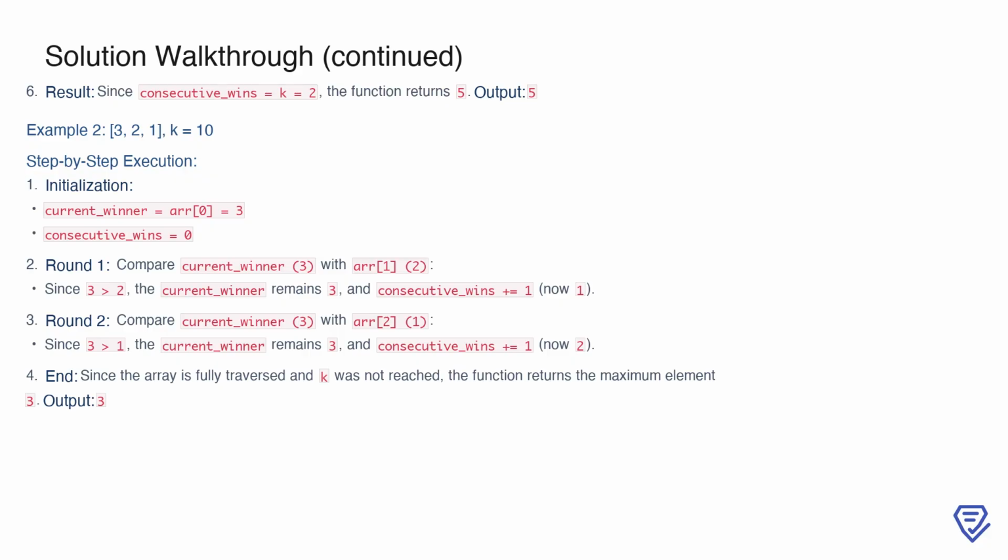Moving to example 2, the array is 3, 2, 1, and k is 10. We start by initializing current_winner to 3 and setting consecutive_wins to 0.